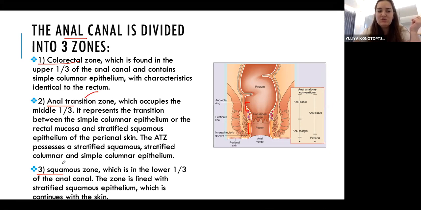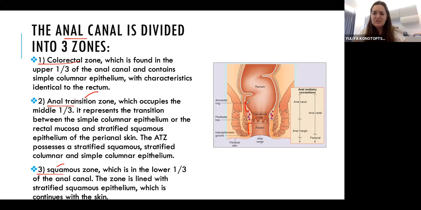Squamous, they called it cutaneous zone. Colorectal, I think they called it intestinal or rectal zone, I don't remember. I remember definitely that the second, which in the book is the anal transition zone, in the lectures they would call hemorrhoidal. The squamous is the cutaneous, and the colorectal, I don't remember what they call it.